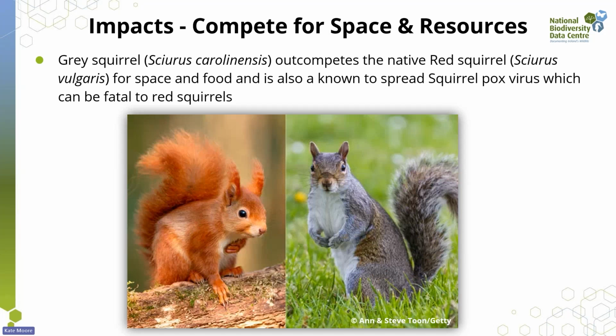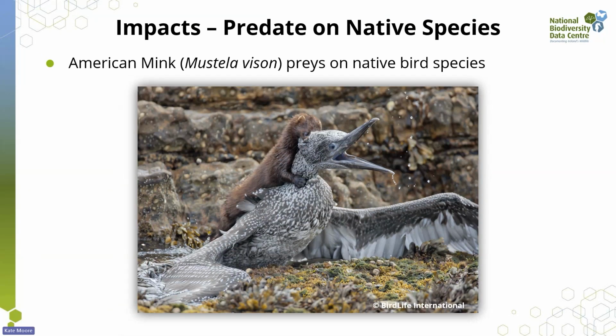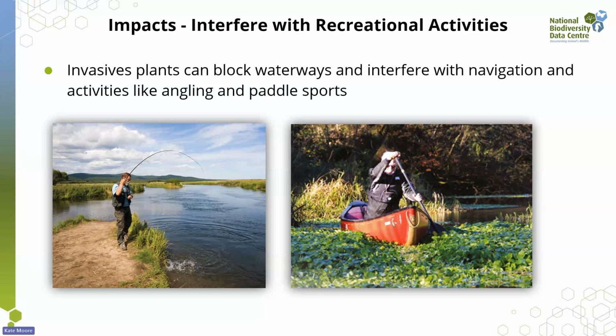Other species compete for space and resources. You'll be familiar with the grey squirrel, which outcompetes the native red squirrel for space and food. And it's also known to spread squirrel pox virus, which can be fatal to red squirrels. Some invasive species will prey on our native species. For example, American mink is known to prey on native bird species, which results in reduced biodiversity. And other invasives interfere with recreational activities. Invasive plants can block waterways and interfere with navigation and activities like angling and paddle sports.